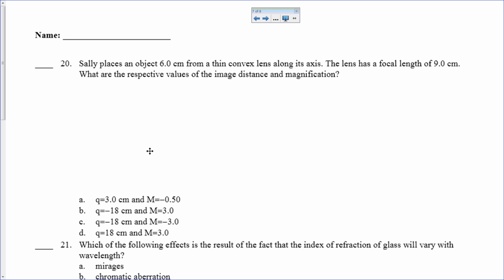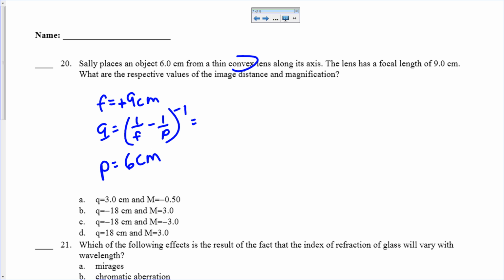Sally places an object 6 centimeters from a thin convex lens along its axis. The focal length of the lens is 9 centimeters. What are the respective values of the image distance and magnification? So the focal length is 9 centimeters, but it's positive 9 centimeters because it's convex. The image distance, I want to know, P is 6 centimeters. So that's 1 over F minus 1 over P, to the negative 1. So 1 over 9 minus 1 over 6.